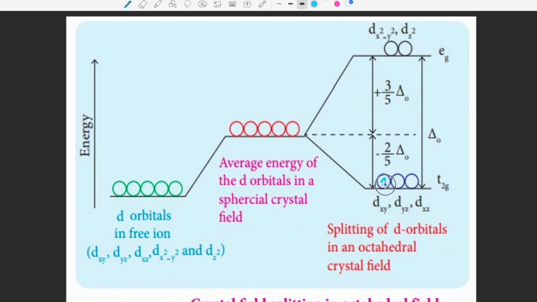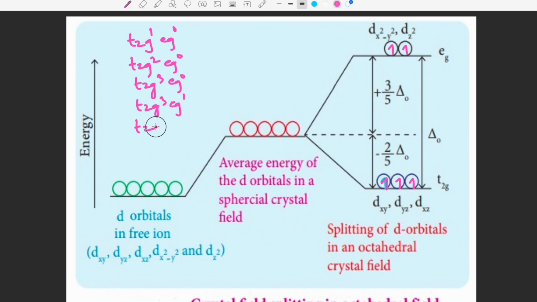So the first electron comes up here, the first electron comes here, second here, third here, fourth here, fifth here. So I will write in the same order: T2g1 Eg0, T2g2 Eg0, T2g3 Eg0, T2g3 Eg1, T2g3 Eg2.